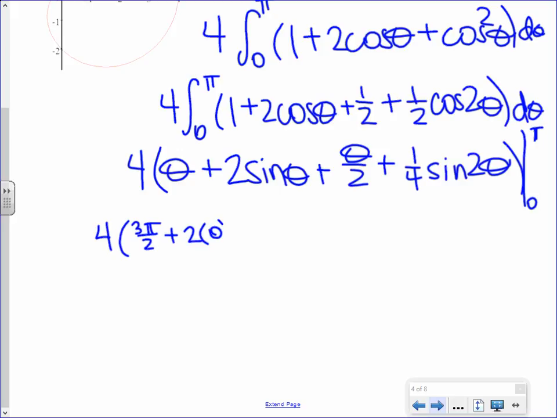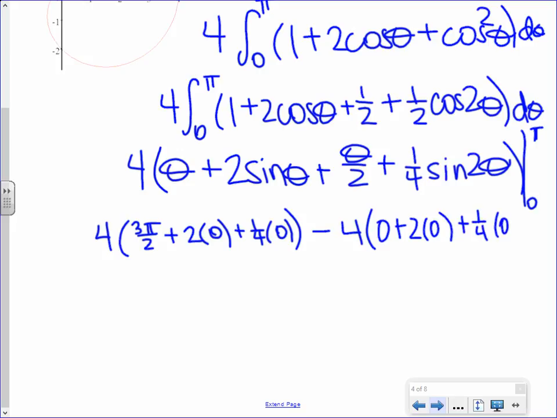Okay, so we have 4 times 3 pi over 2 plus 2 times the sine of pi plus 1/4 times the sine of pi, minus 4 times 0 plus 2 times the sine of 0 plus 1/4 times the sine of 0. A whole lot of nothings. What's our answer? That's 6 pi.